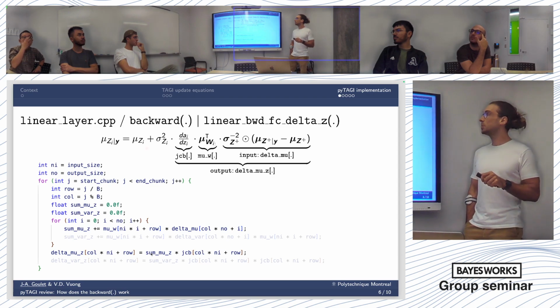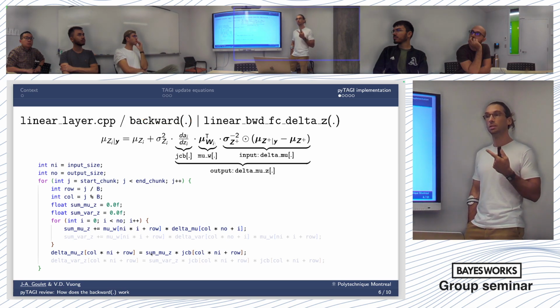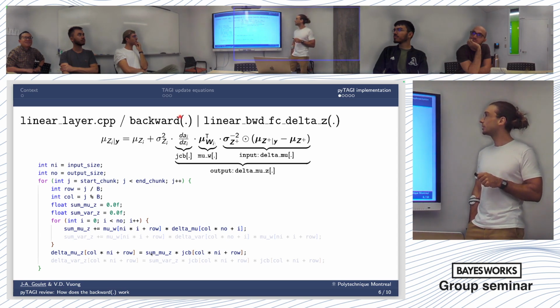So in the CPP file for the linear layer, you're going to have the backward function. I forgot, is it the function? Is it the method? How should I call backward? Method. So we have the backward method, and is the linear backward XC delta a method as well?